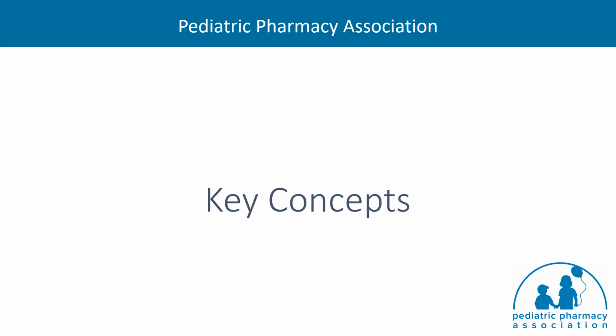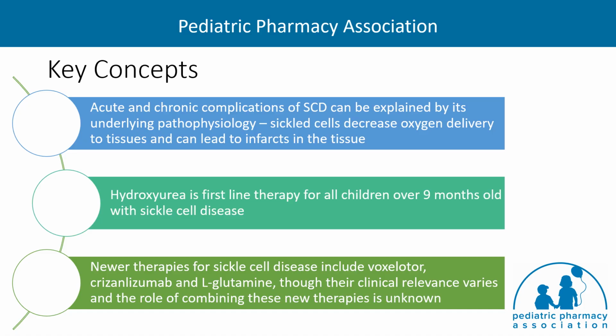All right, so that was the major points in this presentation, but I did want to briefly review some key concepts with you all. So our first one, acute and chronic complications of sickle cell disease can be explained by its underlying pathophysiology. Sickle cells decrease oxygen delivery to tissues and can lead to infarcts in the tissue. Hydroxyurea is first-line therapy for all children over 9 months old with sickle cell disease, and newer therapies for sickle cell disease include voxelotor, crizanlizumab, and L-glutamine, though their clinical relevance varies and the role of combining these new therapies is unknown.